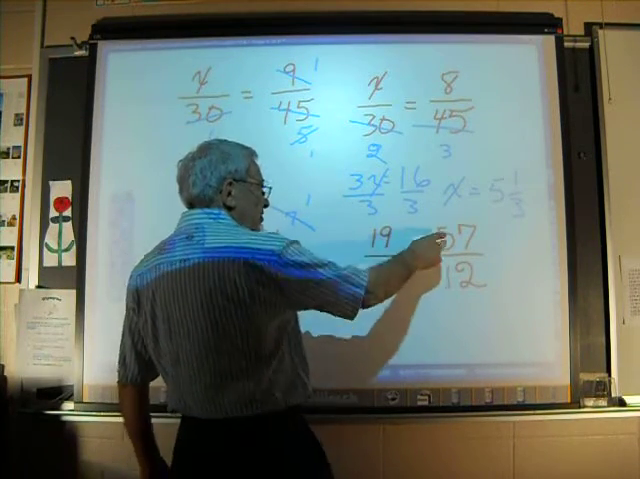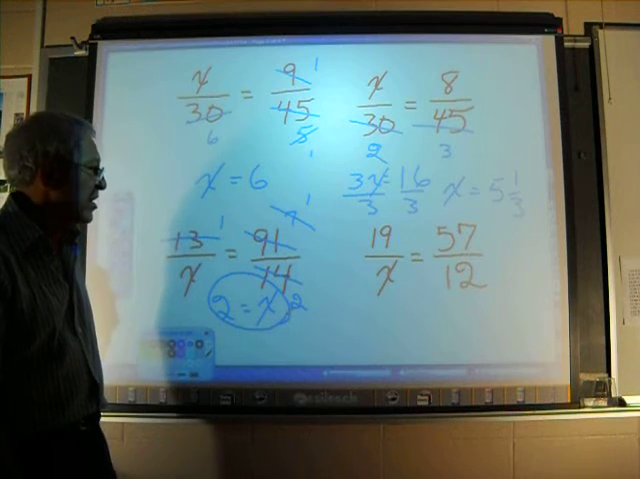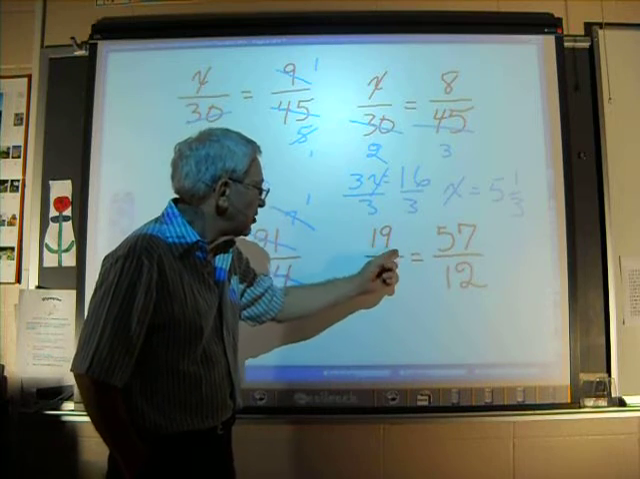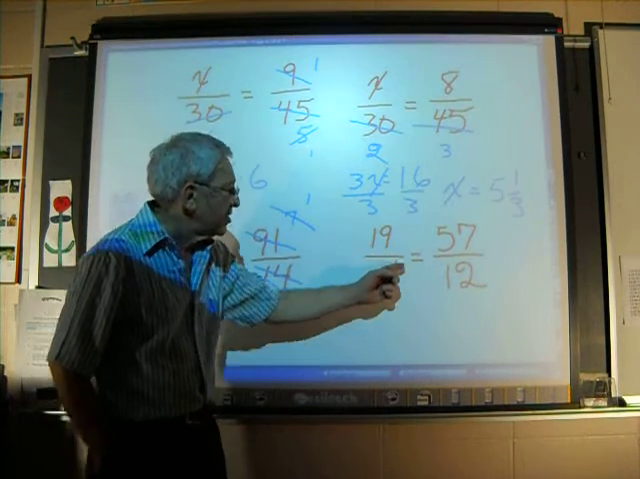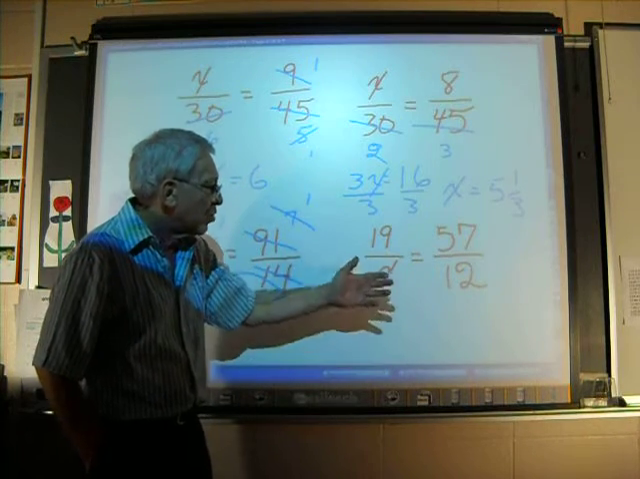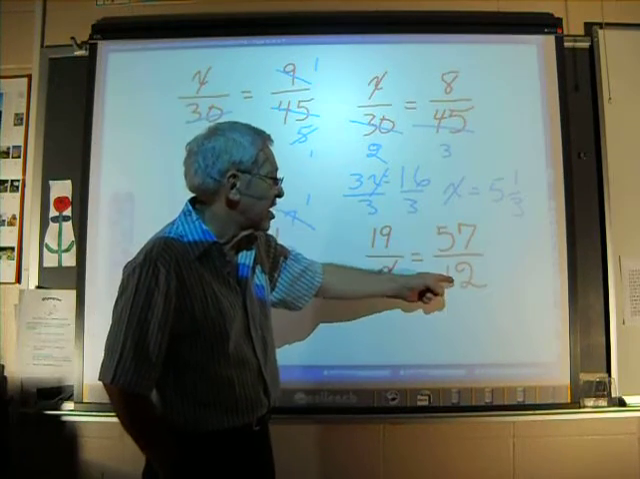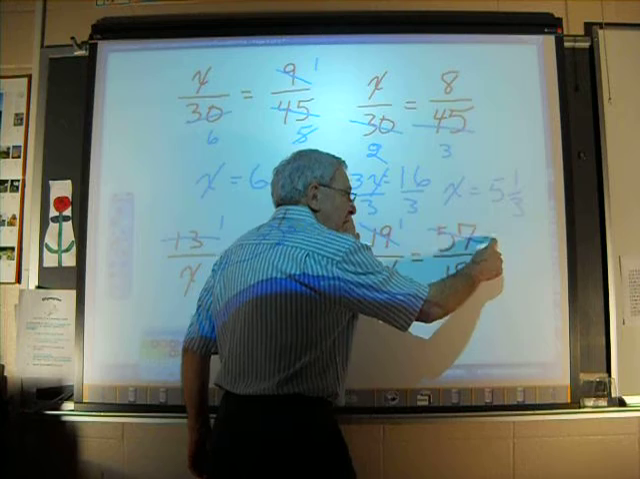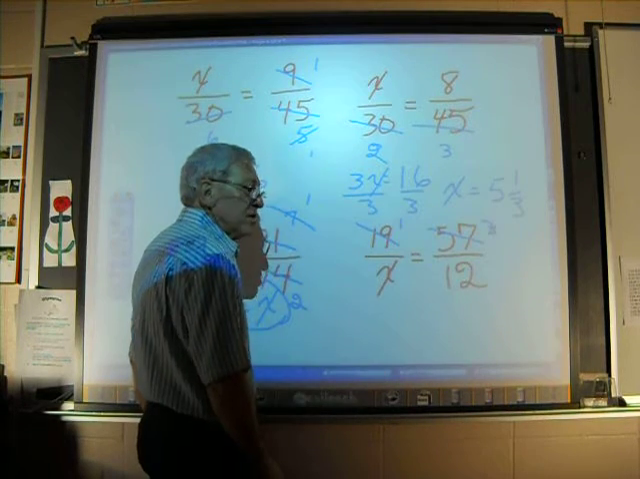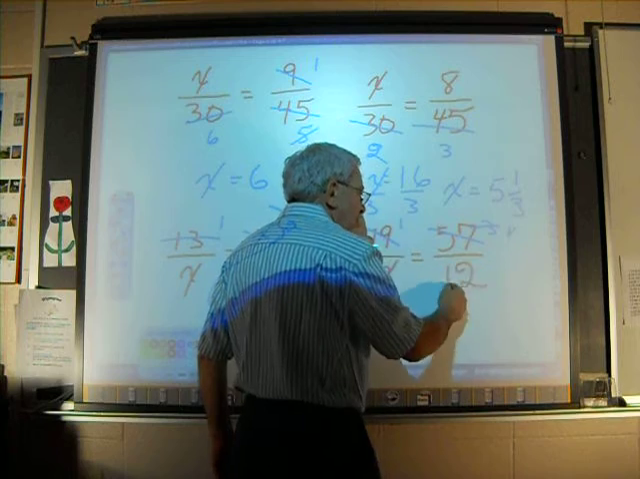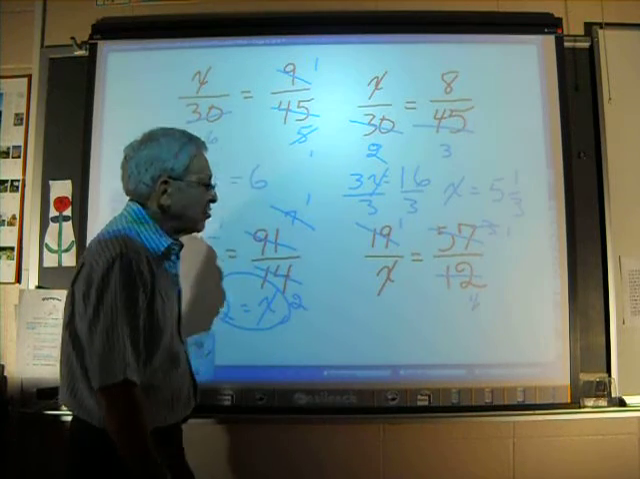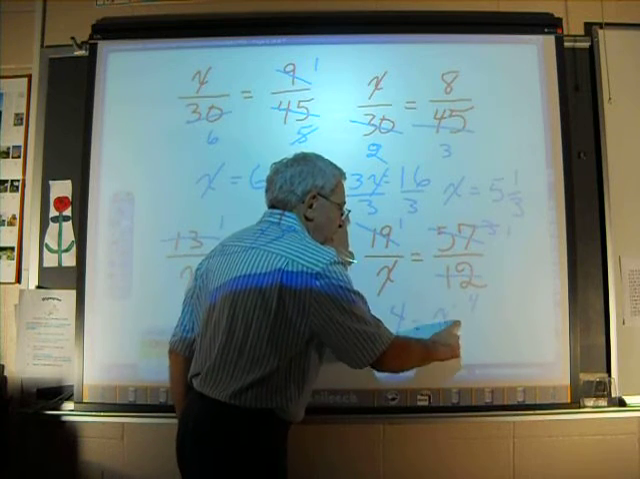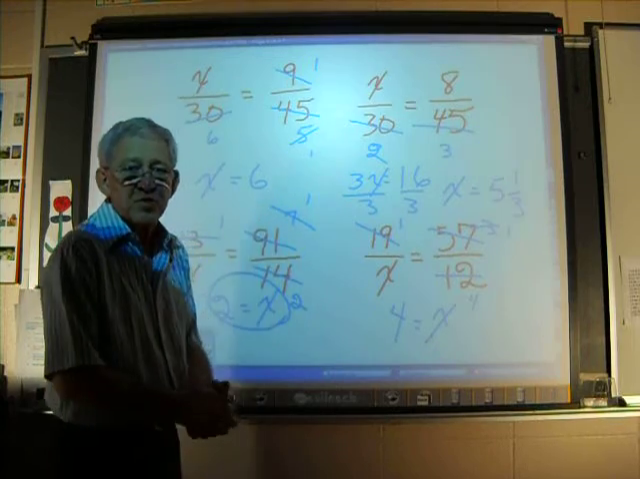Here, 19 and 57 have a common factor of 3. Now, if I didn't know about the secrets of proportion, I'd have to multiply 19 times 12 and then divide it by 57. Or, worst case scenario, I could divide by the common factor of 3 here, but this is easier. 19 into 19 is 1, 19 into 57 is 3. Then I can reduce 3 twelfths. 3 into 3 is 1, 3 into 12 is 4. Now when I cross multiply, 1 times 4 is 4, and x times 1 is x. So these are the secrets of proportion.